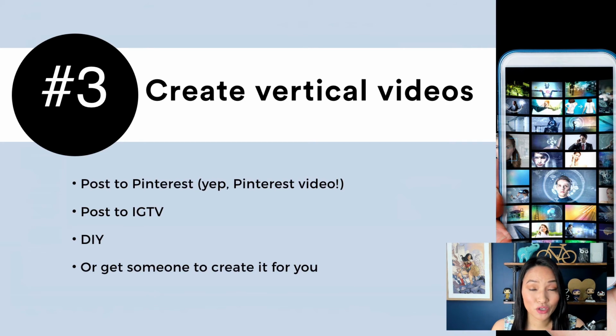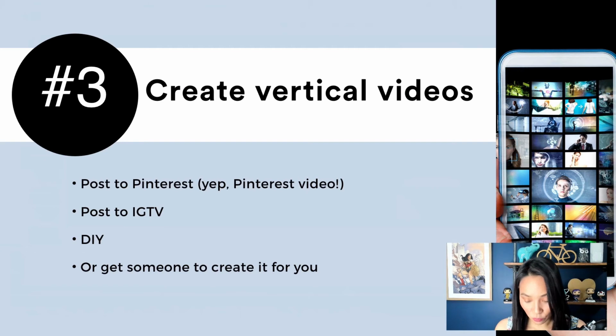The third way to create more content from your Facebook live stream is to create a vertical version of the video. And if you create a vertical video, you can post it to Pinterest. Yes, Pinterest does do video, and you can also post it to Instagram, IGTV. The same as you did with the square version, you can either do this yourself or you can get someone to create it for you.